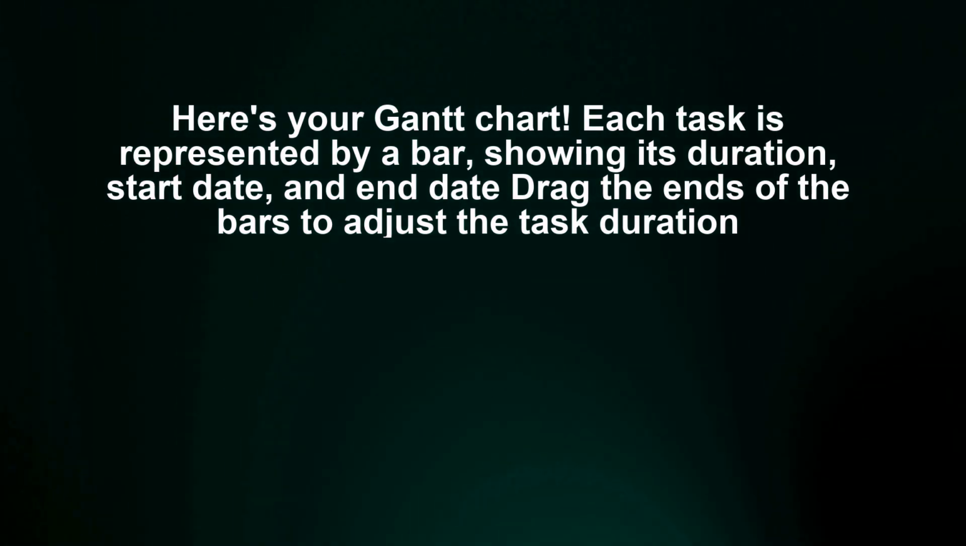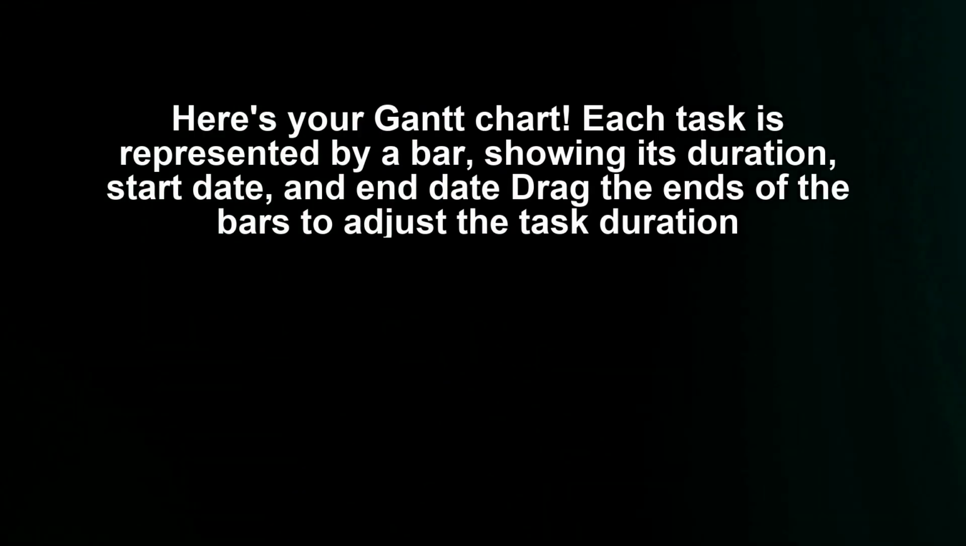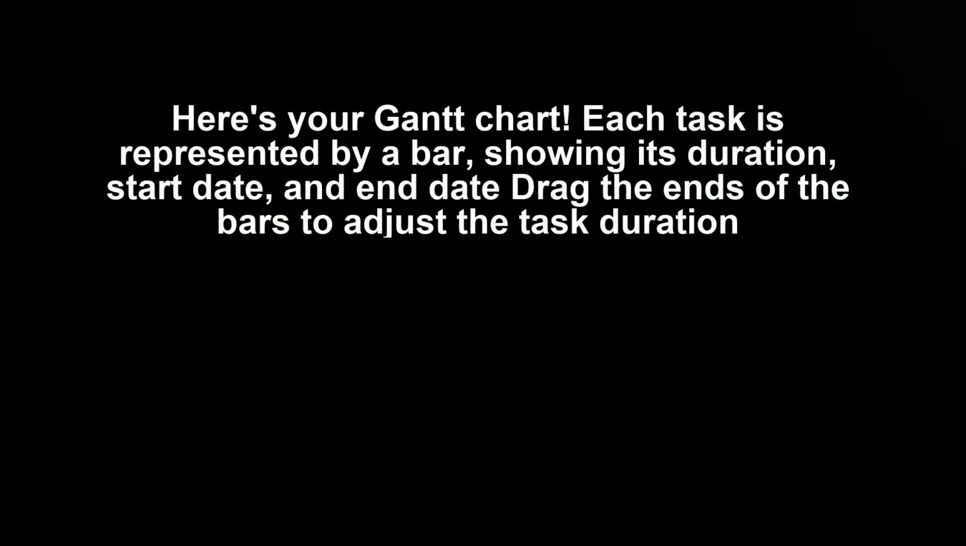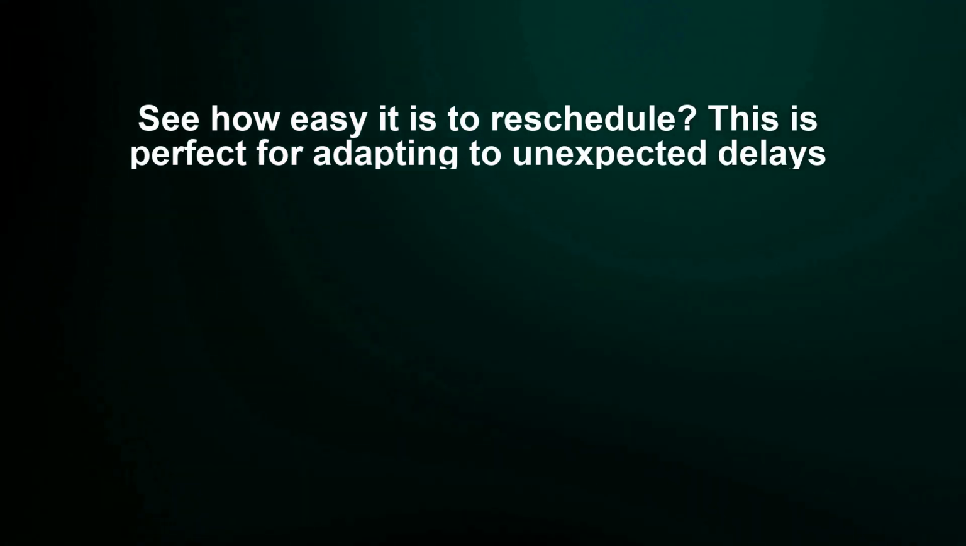Here's your Gantt chart. Each task is represented by a bar, showing its duration, start date, and end date. Drag the ends of the bars to adjust the task duration. See how easy it is to reschedule. This is perfect for adapting to unexpected delays.